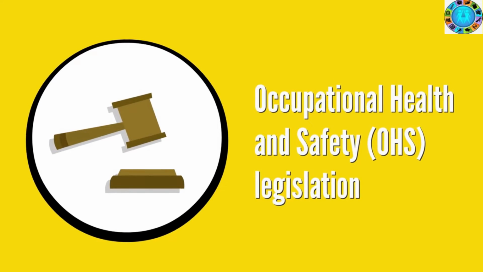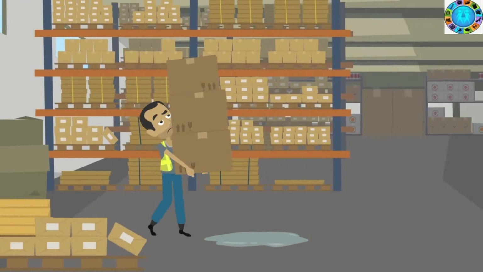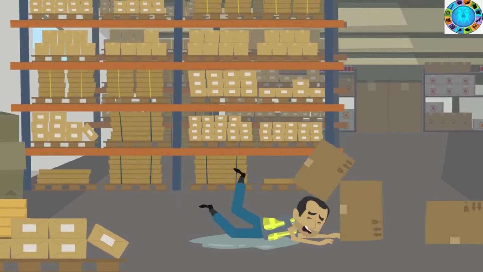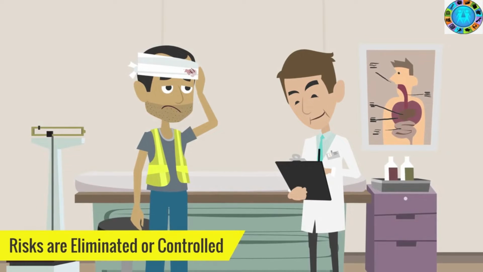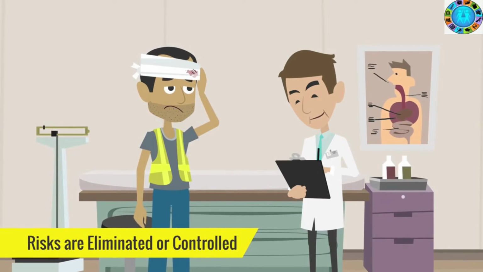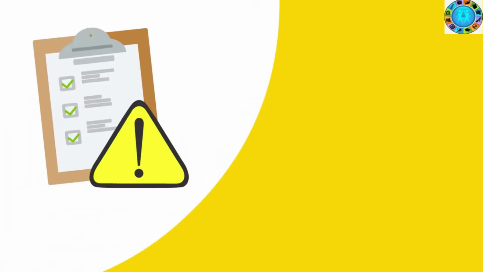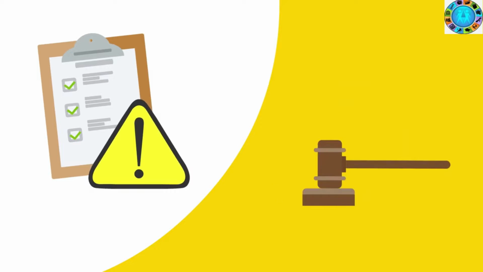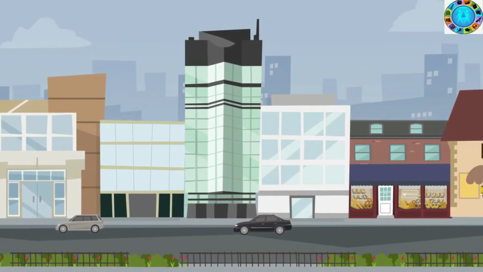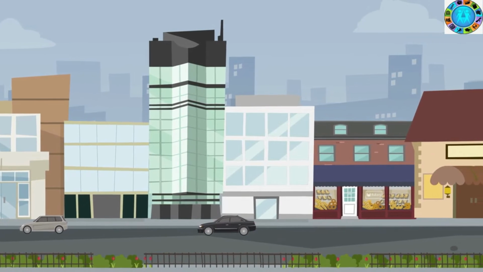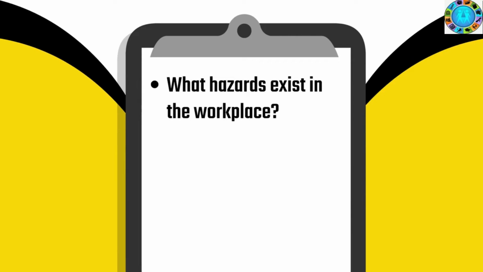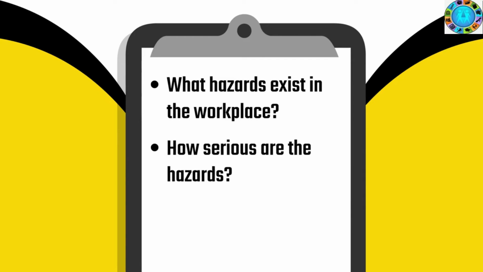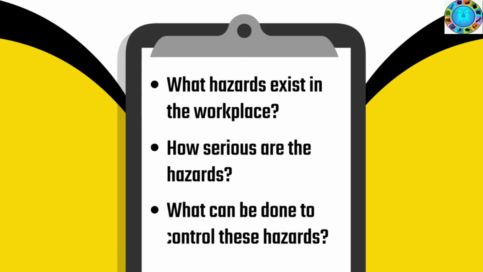Occupational Health and Safety (OHS) legislation requires that all foreseeable hazards are identified and the risks arising from these hazards are eliminated or controlled. Risk management is a legal requirement for all businesses, regardless of their size, and it involves asking the following questions. What hazards exist in the workplace? How serious are the hazards? What can be done to control these hazards?